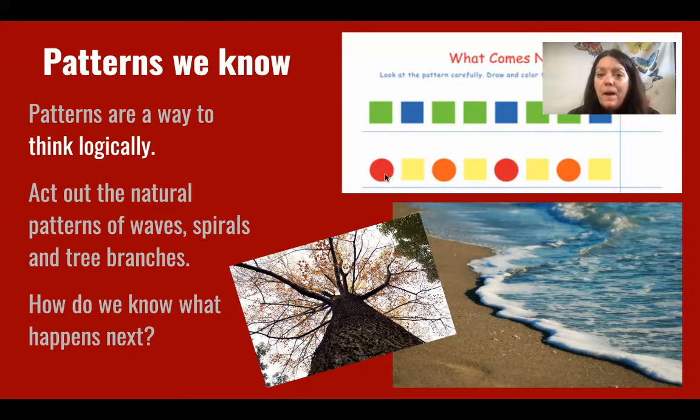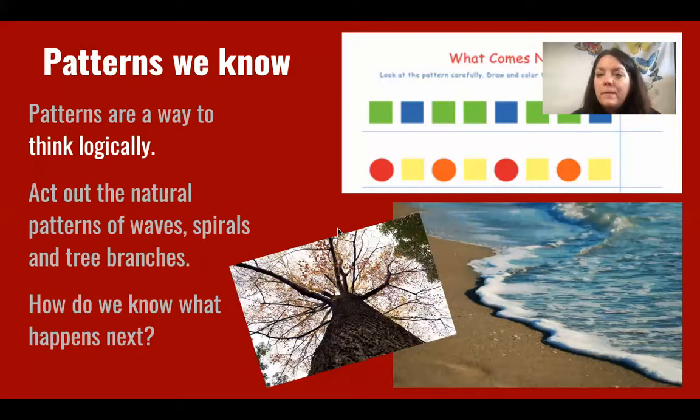On the pattern on the bottom, we have a red circle, a yellow square, an orange circle, a yellow square, a red circle, a yellow square, an orange circle, a yellow square. What would go here? If you can follow the pattern or the rhythm, what would it be? If you said a red circle, you would be right.